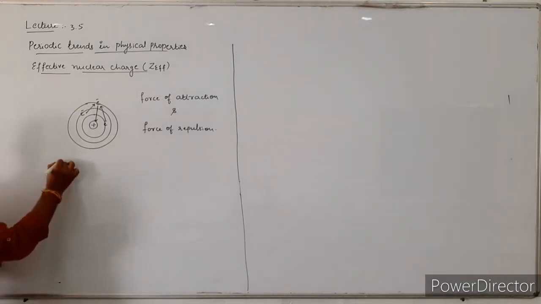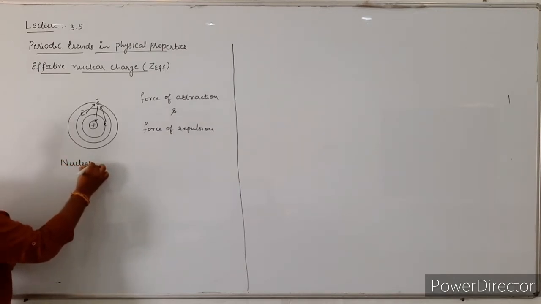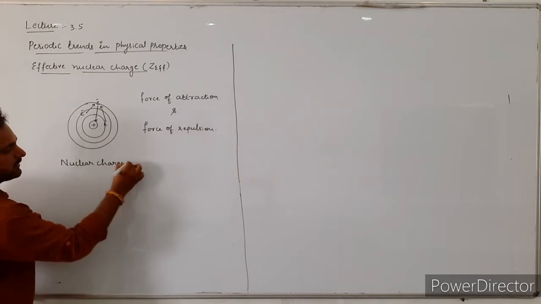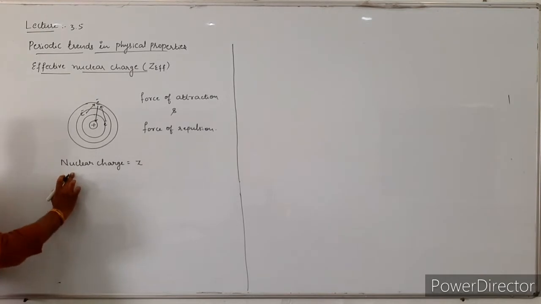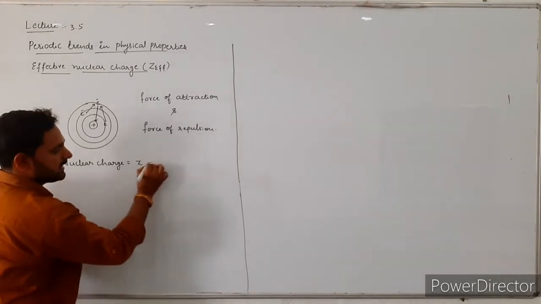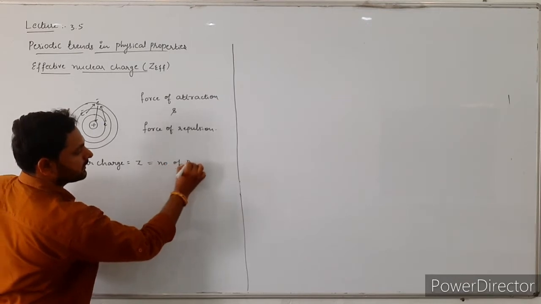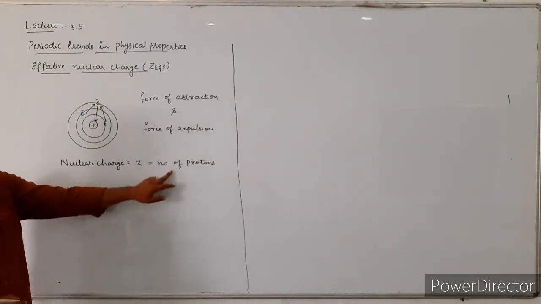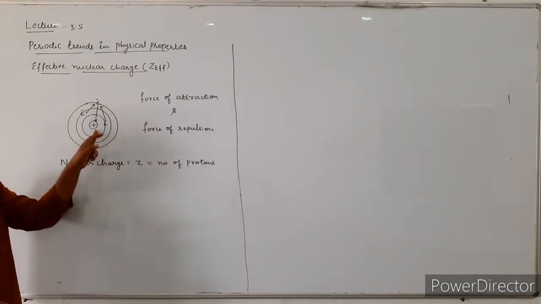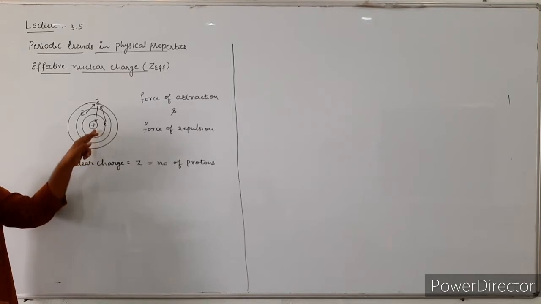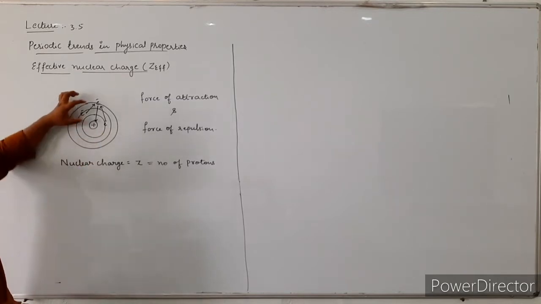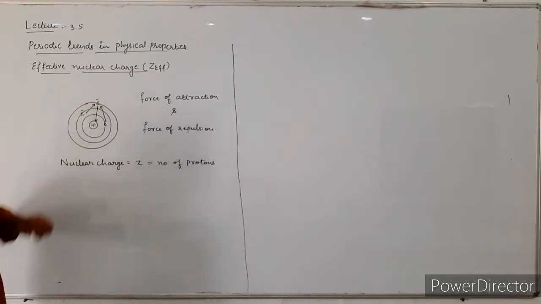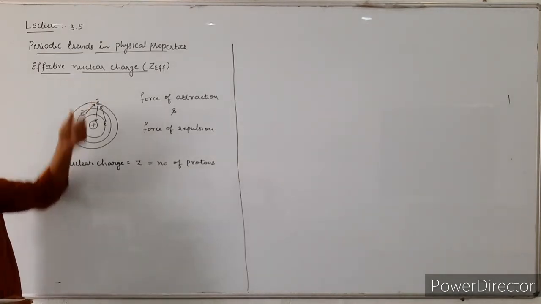The nuclear charge. What is nuclear charge? Charge on the nucleus. It is equal to the atomic number. The charge on the nucleus is equal to the atomic number, and the atomic number is equal to the number of protons. If there are more protons in the nucleus, then there is more charge on the nucleus. If there is more charge on the nucleus, then there is more force of attraction between the nucleus and the last or outermost electron. Then what is the effective nuclear charge?